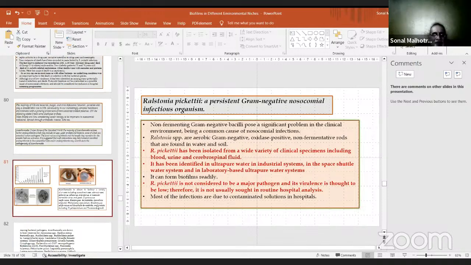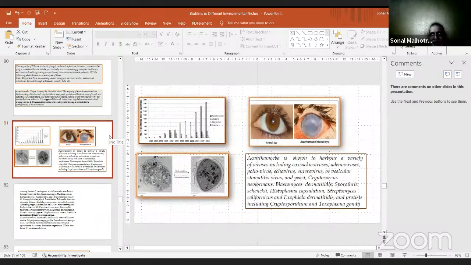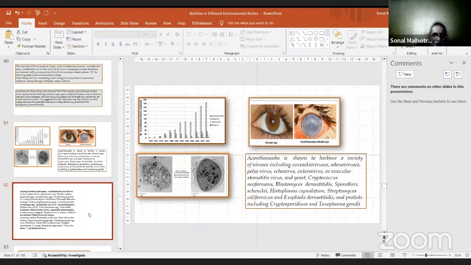Not only that, but what's more interesting is there are some amoeba-like organisms, like Acanthamoeba, that cause eye infection. It's shown to harbor many viruses and bacteria as well. So when you're looking at the dynamics of HAI, it's not restricted only to bacteria and viruses, but amoeba and other things can come in through contaminated water, cleverly harboring bacteria and viruses. So the dynamics is much more complex than we originally thought.